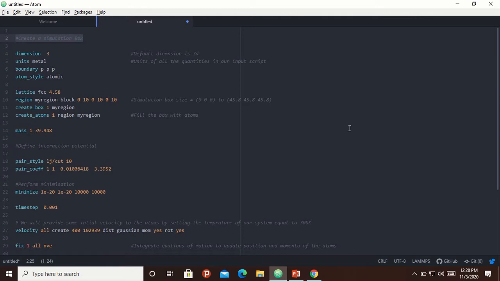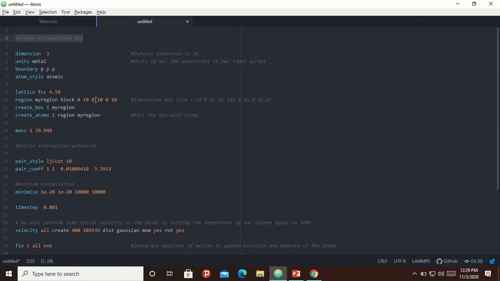LAMMPS, it's very important to have an idea of what type of system you are going to study. Okay, so either you are going to study solid, liquid or gas. So I am using argon gas here. So with the help of the example of argon gas, we will see how we can write the input script as well as various types of keywords that are used in LAMMPS.